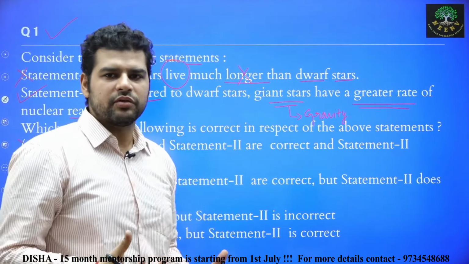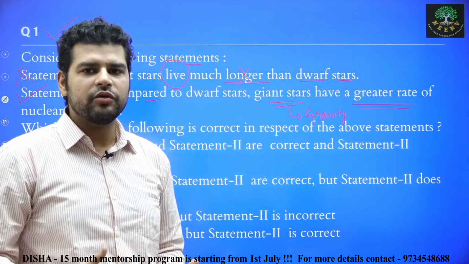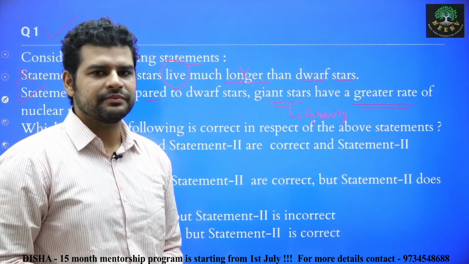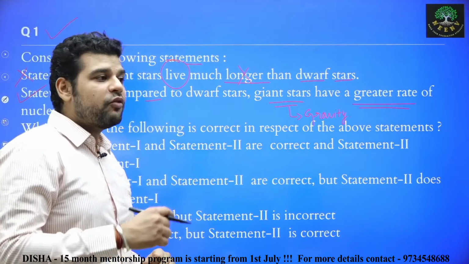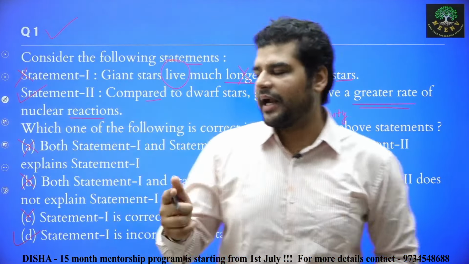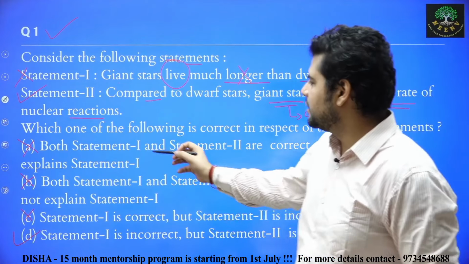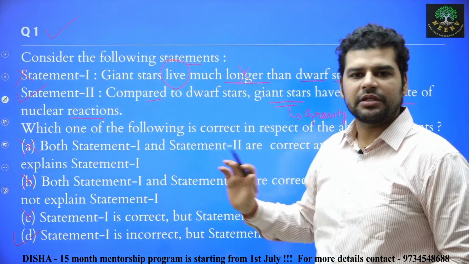Because the stars have limited fuel, obviously they are going to live longer if they use less fuel. So if you see from logic, just examination logic, you will understand these two are opposite to each other. Now what does this mean? This means that one of these statements is right. So this will eliminate A and B. Options A and B will be eliminated by this examination logic.